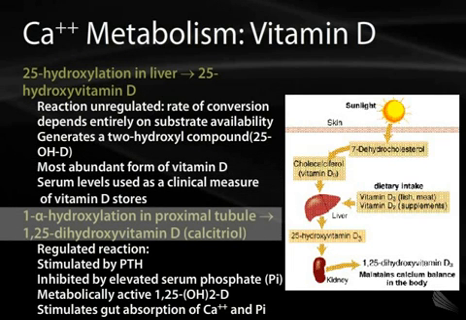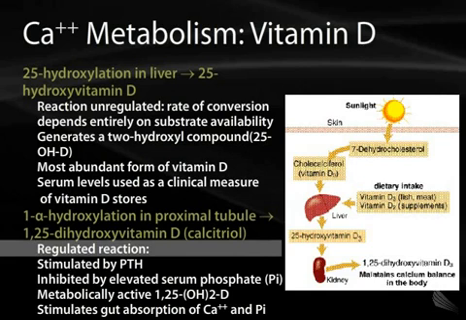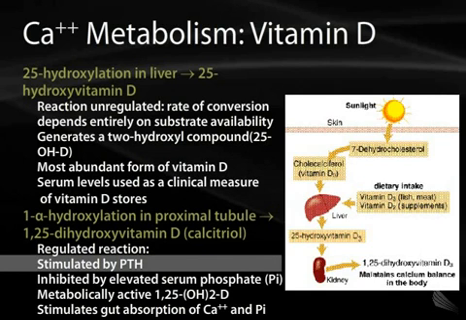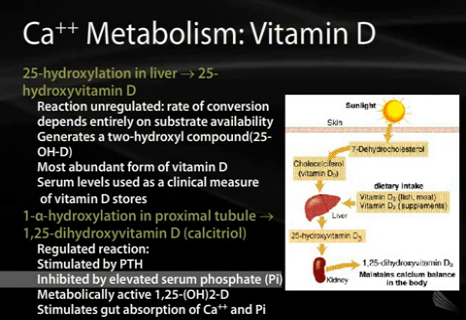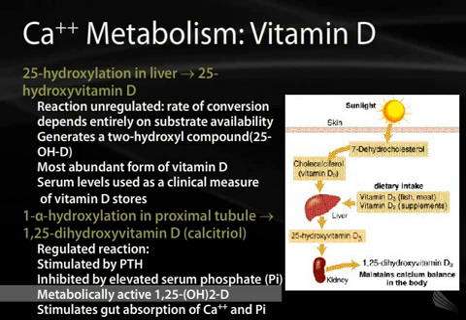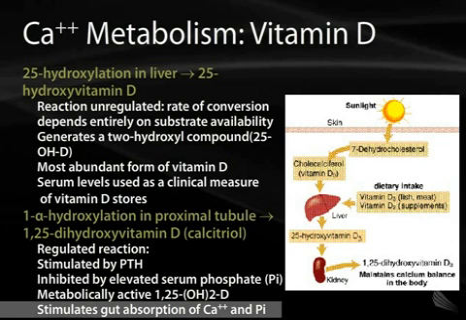Vitamin D requires a second hydroxylation reaction to form 1,25 hydroxyvitamin D, also known as calcitriol. This reaction is largely regulated. PTH stimulates 1-alpha hydroxylation and it is inhibited by serum phosphorus. 1,25 hydroxyvitamin D is the metabolically active form of vitamin D. Calcitriol, or 1,25 hydroxyvitamin D, increases calcium concentration by stimulating gut absorption of both calcium as well as phosphorus.